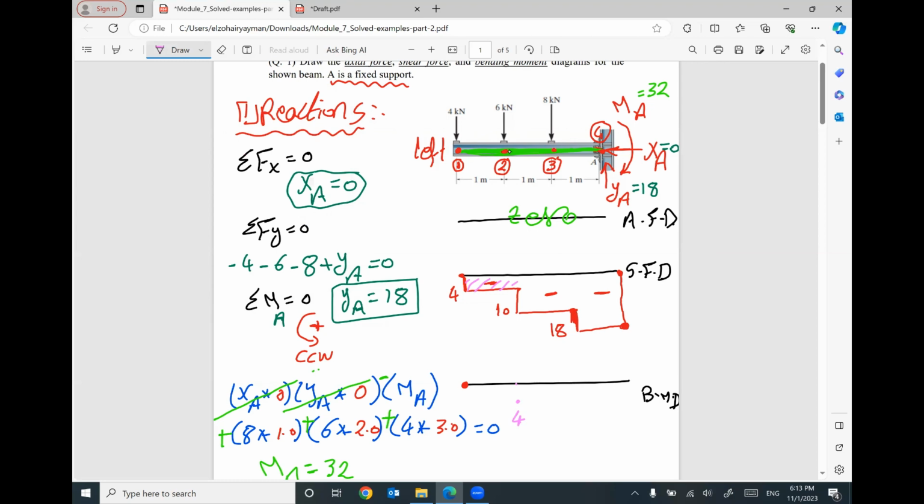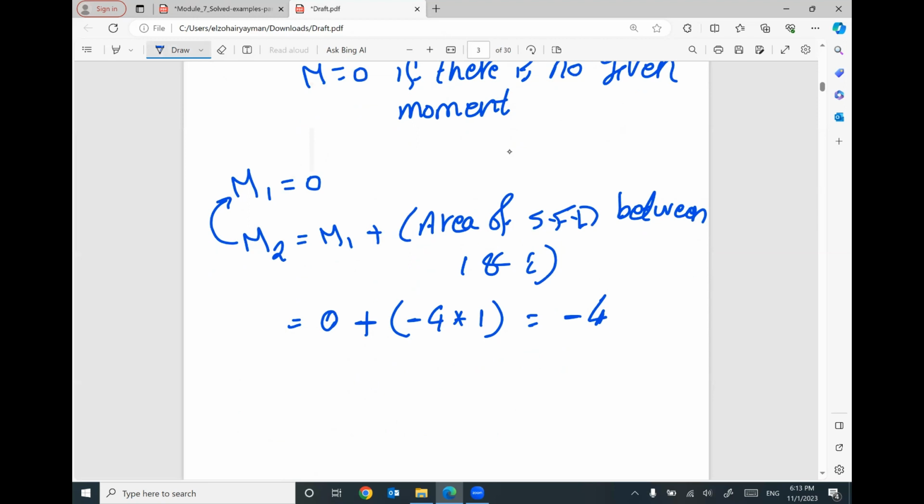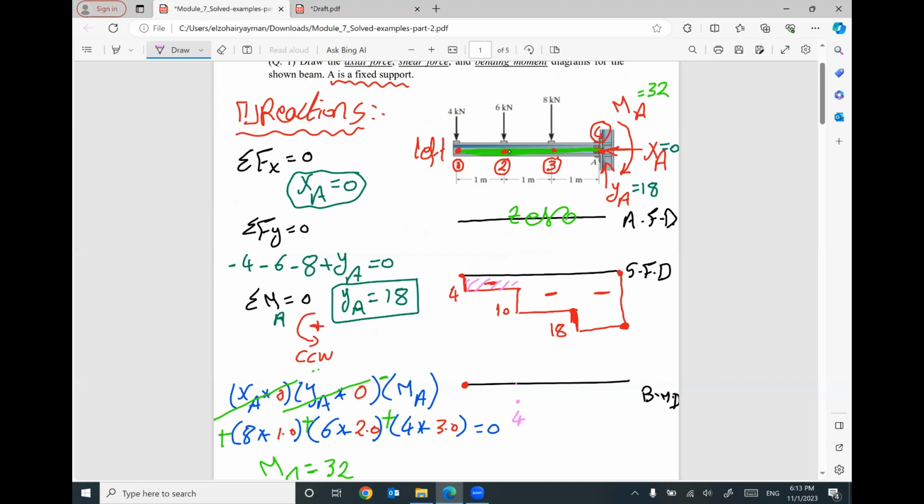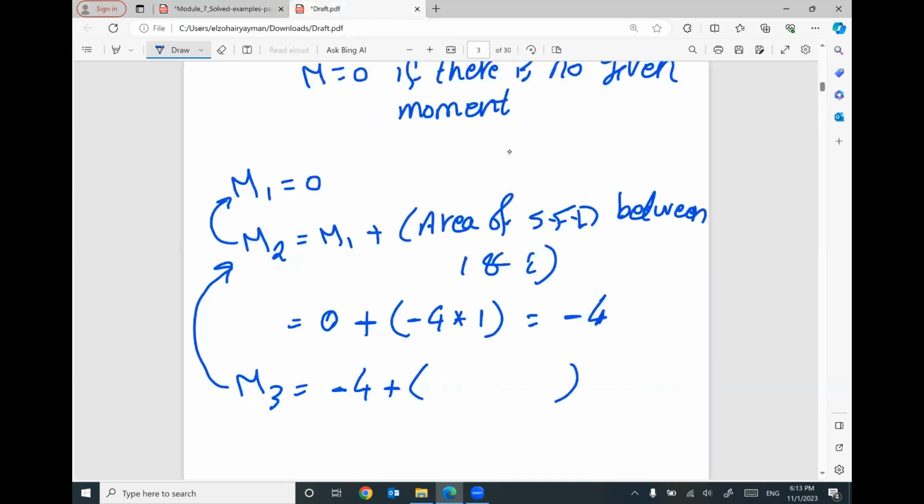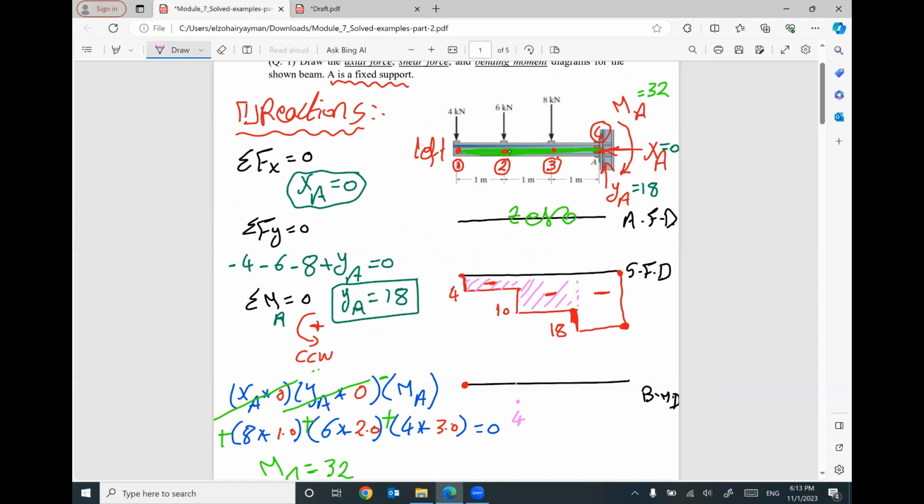The next value, M3. M3 will equal M2, the previous value, which is -4, plus area of shear force diagram between 2 and 3. Between 2 and 3, we have this rectangle, which is 10 times 1 negative. So your value will be -14. So we have another value here, -14.